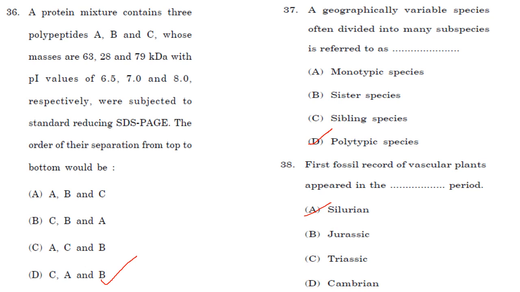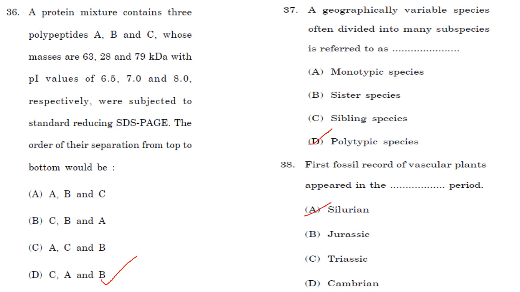Then next one. A geographically variable species often divided into many subspecies is referred to as. So monotypic species are those containing only one type of subspecies. Sibling species are morphologically similar but are reproductively isolated. Polytypic species are those that contain more than one subspecies. So the answer here is option D, that is polytypic species.